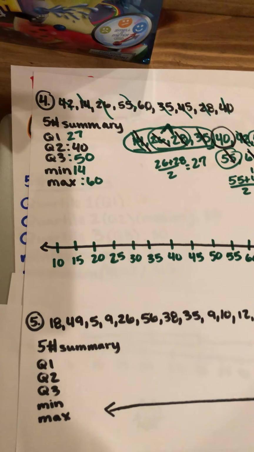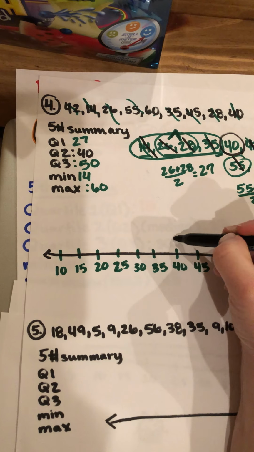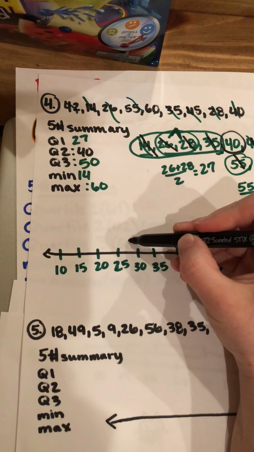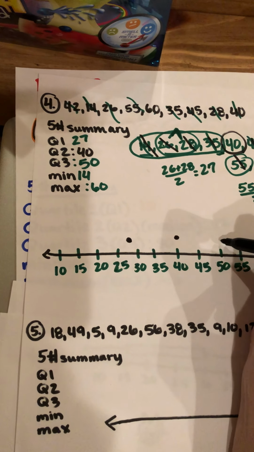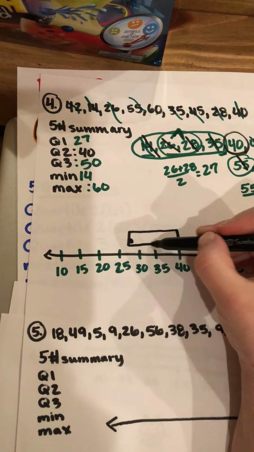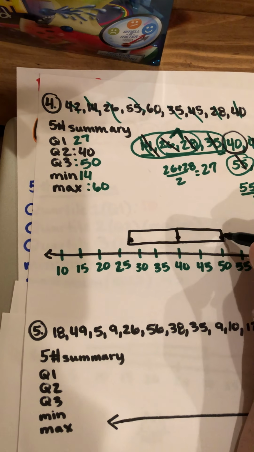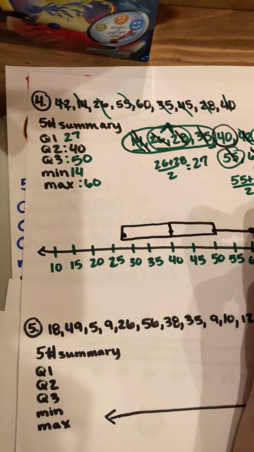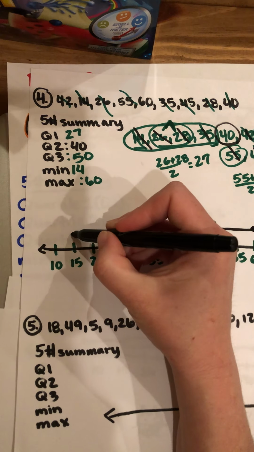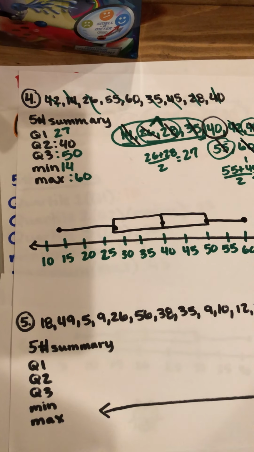So here is my box plot. Start with Q2, a dot at 40. A dot at 27, and a dot at 50 for my box. So here's my middle. And now my whiskers: my maximum out to 60, and my minimum down to 14, just a little below 15. There's my box plot.